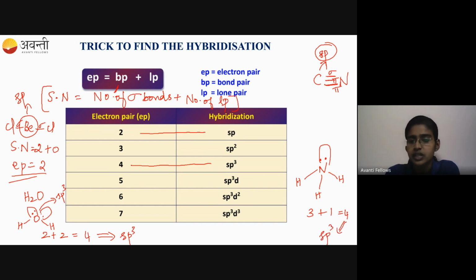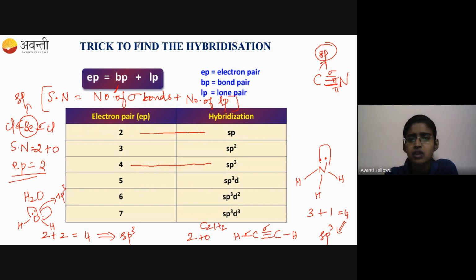Okay. Now in case of C2H2, H-C triple bond C-H. How many bond pairs here? We have to find out the sigma bonds. So 1 and 2, and the others are pi bonds. So here only 2 sigma bonds and there is no lone pair. So the total number is 2, so it is sp hybridized. Got it? So this is how we have to find out the hybridization.